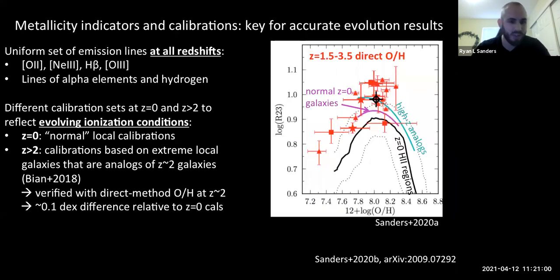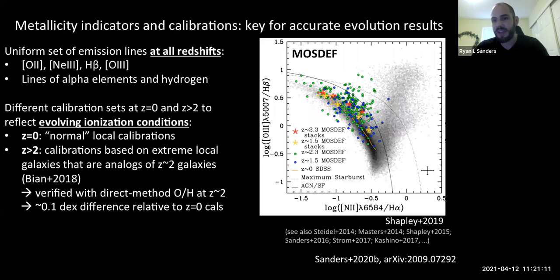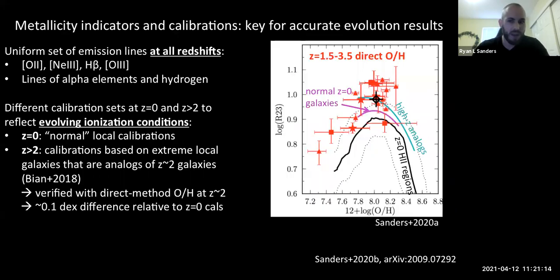And so in particular, what we use is these calibrations based on extreme local galaxies that are analogs of redshift 2 galaxies. They've been selected to lie in the same region of the BPT diagram as the redshift 2 sample. And in fact, we've used a small number of redshift 2 galaxies that have direct method metallicities to verify that these extreme local calibrations actually work at redshift 2. And so this should give us more accurate results at high redshift than the usual approach, which is to apply a normal redshift 0 calibration to all the samples at low and high redshift.